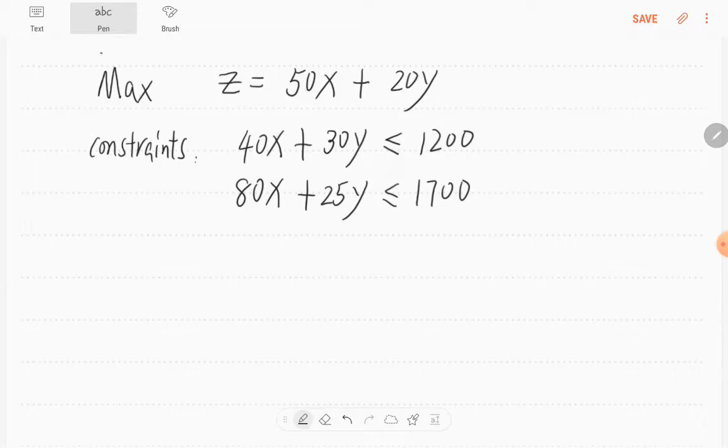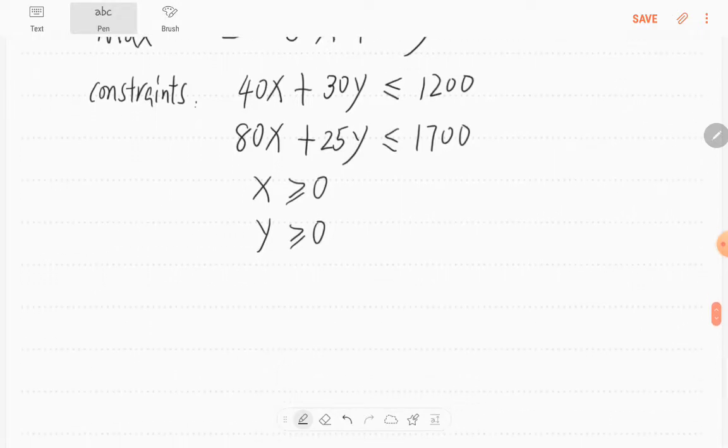But this is our real life problem, so we also have another two constraints. x should be greater than or equal to 0, and y should also be greater than or equal to 0, because these are the numbers of tables and chairs. So it's always a non-negative number. Y is also greater than or equal to 0.